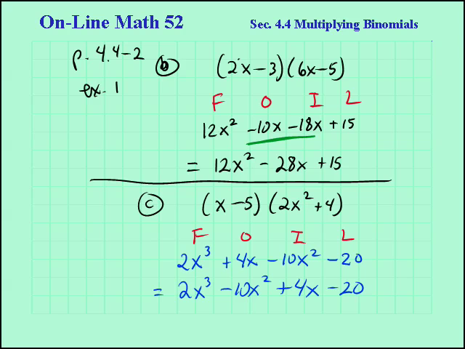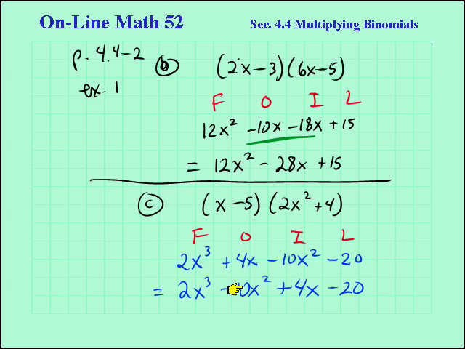So sometimes we'll get the middle two terms, and oftentimes it would be the middle two terms, the outer and inner product, that would combine to become one term because they're like terms. But down here we didn't.